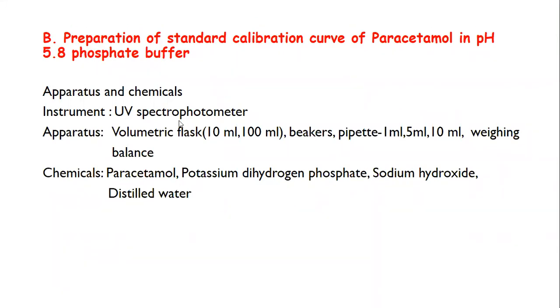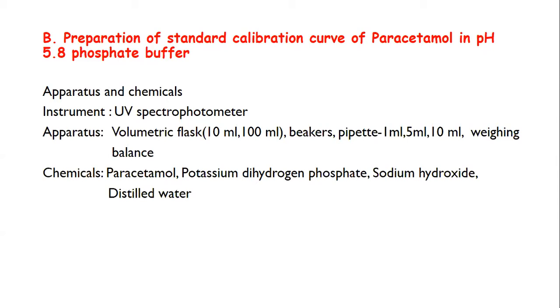Part B in the pre-formulation study of paracetamol is preparation of a standard calibration curve of paracetamol in pH 5.8 phosphate buffer. As per Indian Pharmacopoeia, the dissolution study of paracetamol tablet is to be carried out in pH 5.8 phosphate buffer. Considering that we are going to develop the analytical method for the determination of paracetamol using a UV spectrophotometer, we are developing the calibration curve to generate the equation to determine the concentration by measuring the absorbance.